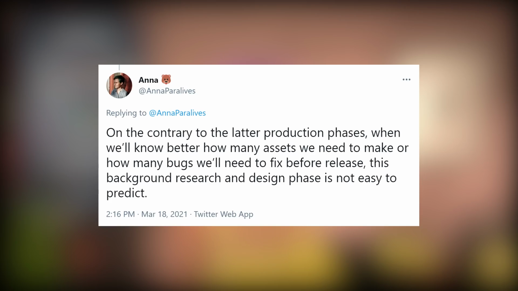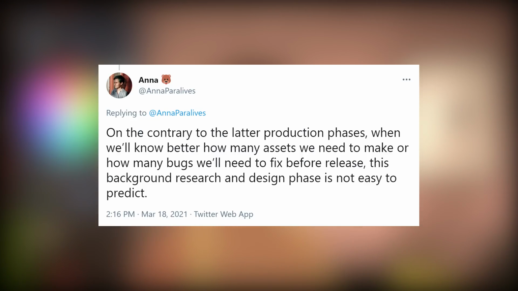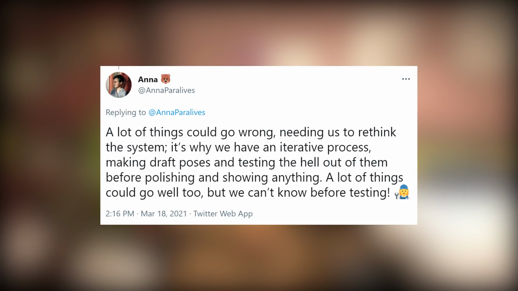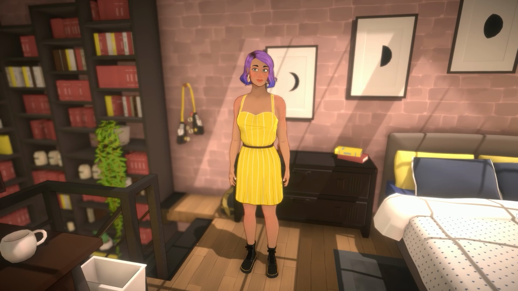On the contrary to the latter production phases, when we'll know better how many assets we need to make or how many bugs we'll need to fix before release, this background research and design phase is not easy to predict. A lot of things could go wrong, needing us to rethink the system. It's why we have an iterative process, making draft poses and testing the hell out of them before polishing and showing anything. A lot of things could go well too, but we can't know before testing. Bye, geeks.